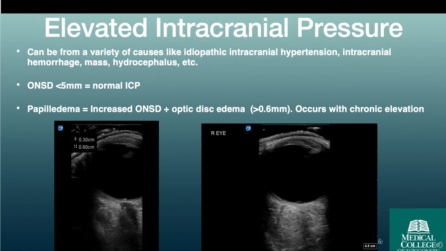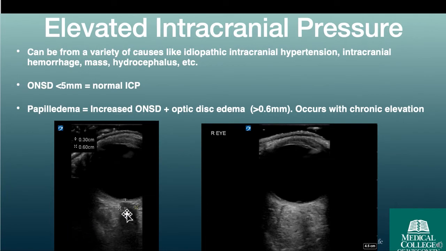And last, we'll talk about elevated intracranial pressure. So ultrasound can be very helpful in differentiating the chronicity of elevated intracranial pressures. So if you are concerned, the first thing that you're going to want to do is get a static view of the eye, freeze the screen.